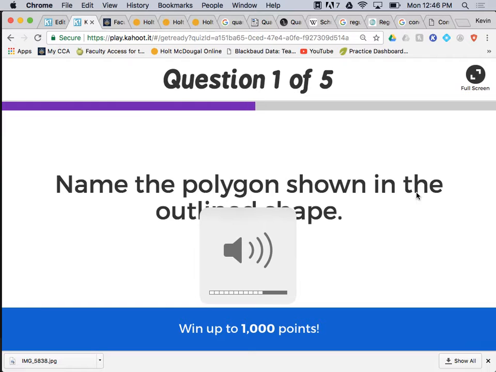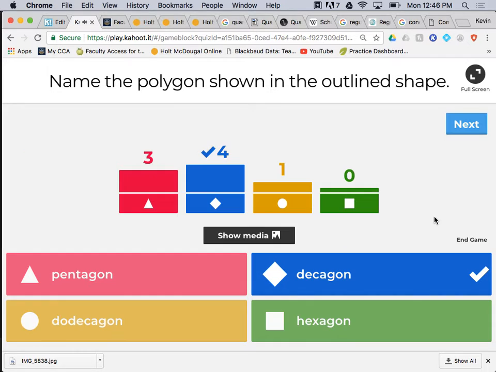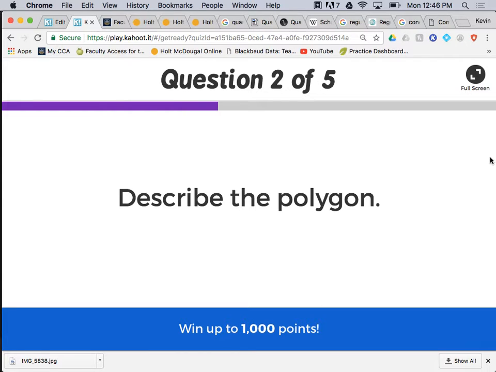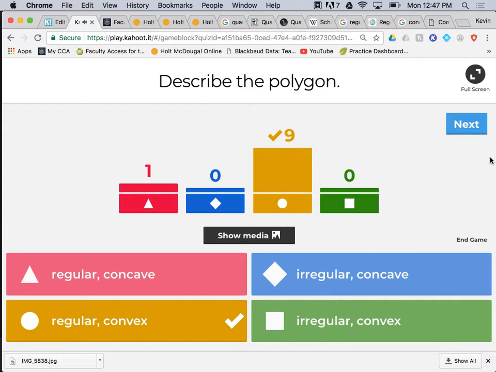Name the polygons shown in the outline shape. You gotta count the sides for this, obviously, right? Decagon has 10 sides. Dodecagon has 12 sides. Pentagon has 5 sides. Peter Parker's in the lead. Spidey senses. Describe the polygon. Is it regular or irregular? Is it concave or is it convex? It's regular and it's convex. Good.